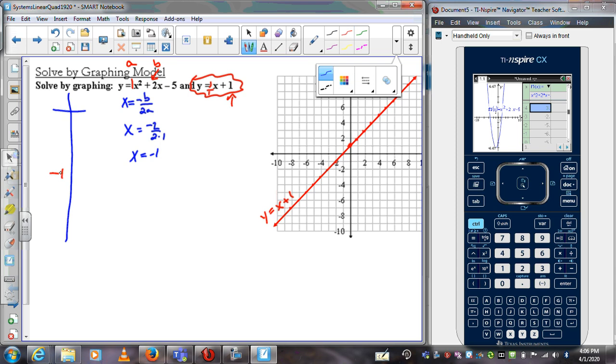And since -1 is the middle, I'm going to choose some numbers smaller. So I'm thinking -2, -3, -4. And I'll choose some numbers larger, so 0, 1, 2. And I should see some symmetry here with my output values.